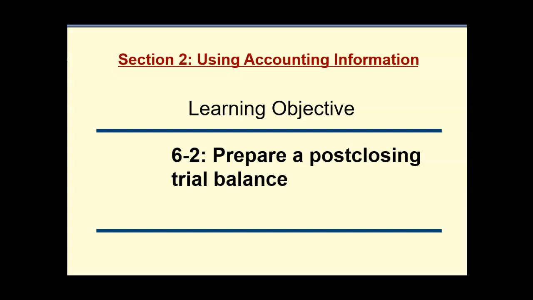Once we have posted all the closing entries to the appropriate ledger accounts, we then prepare what's known as a post-closing trial balance. The word post means after closing. Now it's time to think. At this point, any account that is temporary has now been closed and given a zero balance. So what type of accounts are we going to list on this post-closing trial balance?